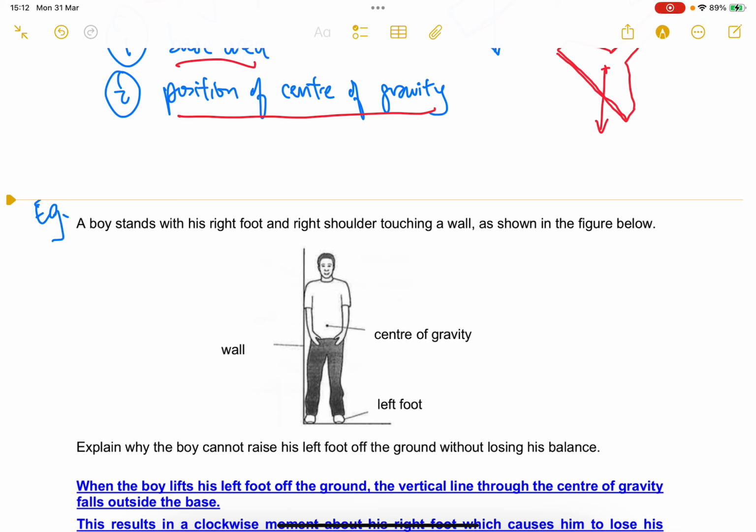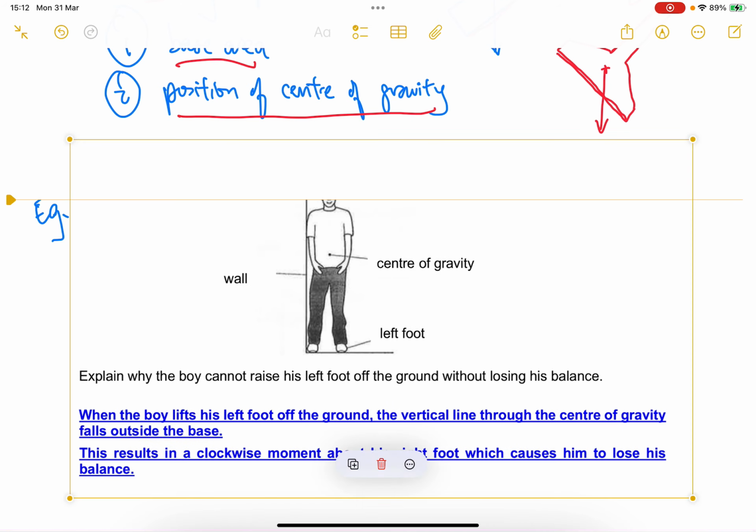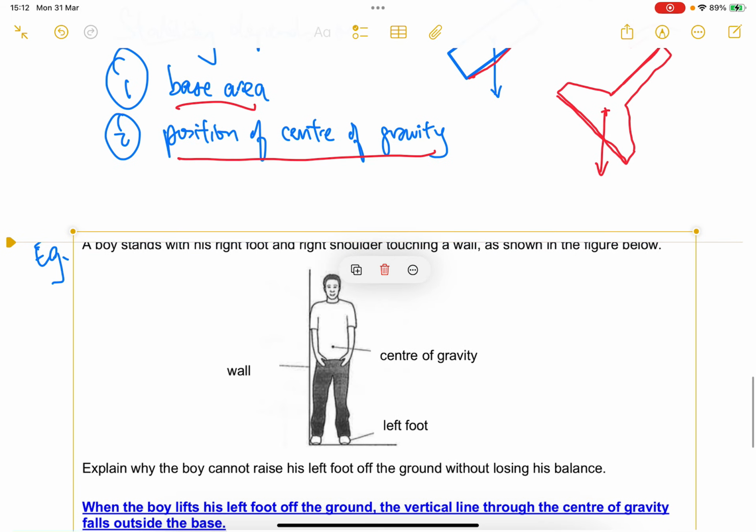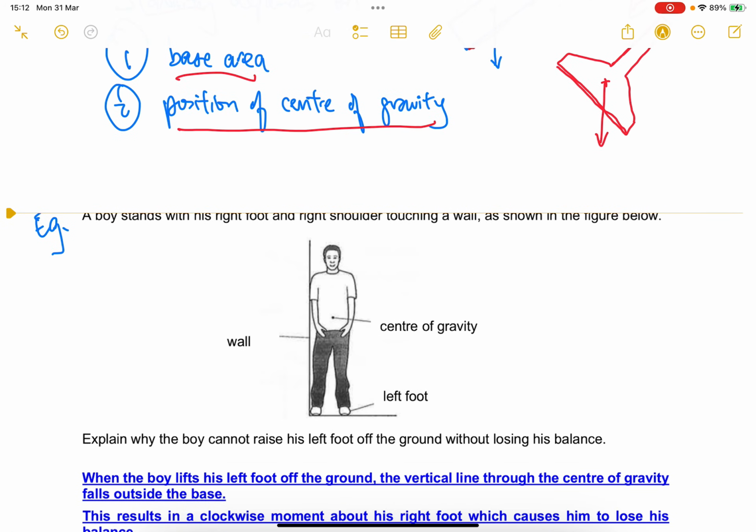A boy is standing with his right foot and right shoulder touching a wall, and his center of gravity is at the navel, or whatever you want to call it, belly button. And he's right now in a stable equilibrium, meaning that he's not going to topple at this point. But what will happen if he raises his left foot off the ground?